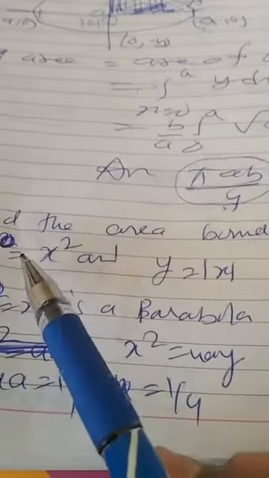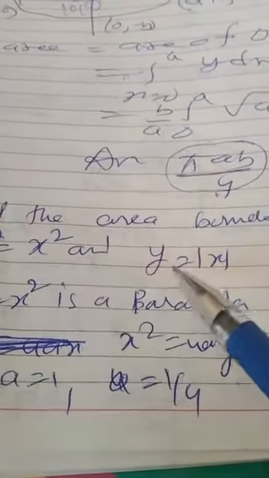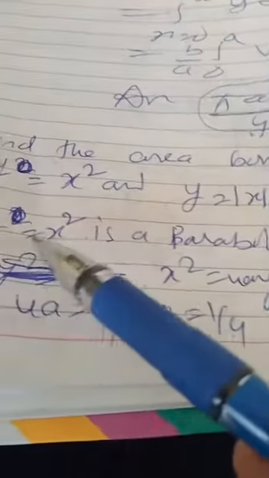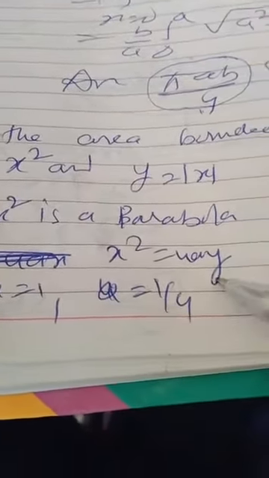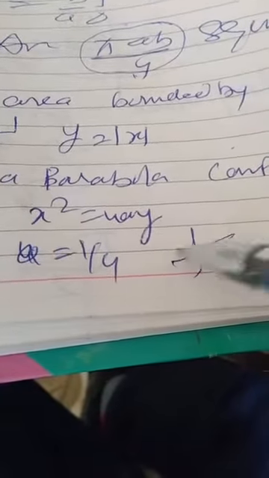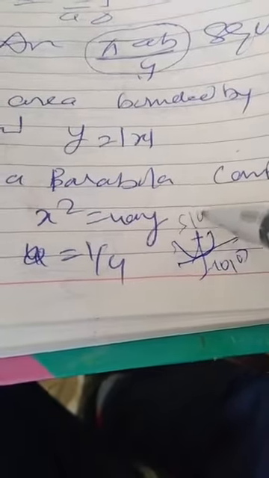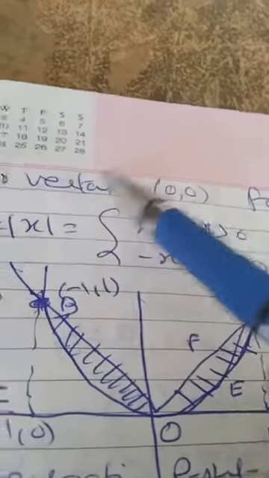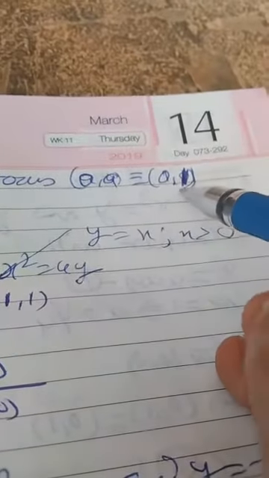Next question. Find the area bounded by the curve y equals x square and y equals mod x. So y equals x square is a parabola, like x square equals 4ay. Comparing with y equals x square, 4a equals 1, so a equals 1 by 4. We know the shape of that parabola. The vertex is 0, 0 and the focus is 0, a, which is 0, 1 by 4.